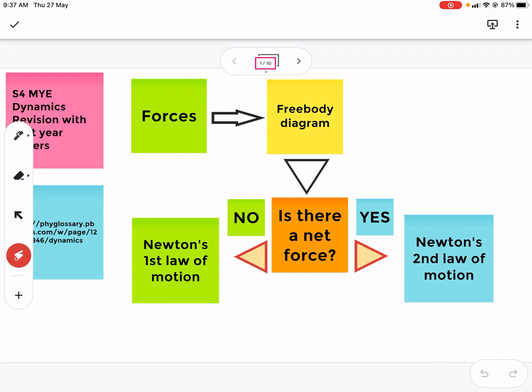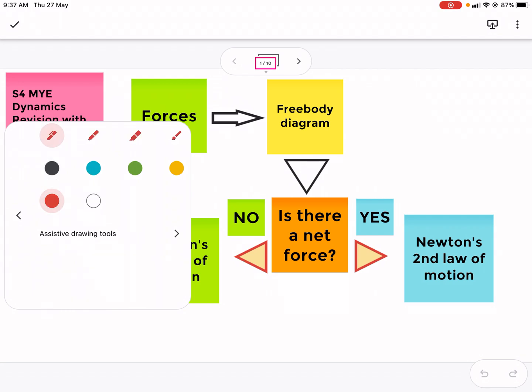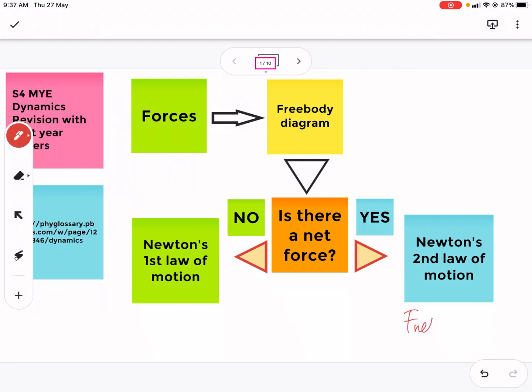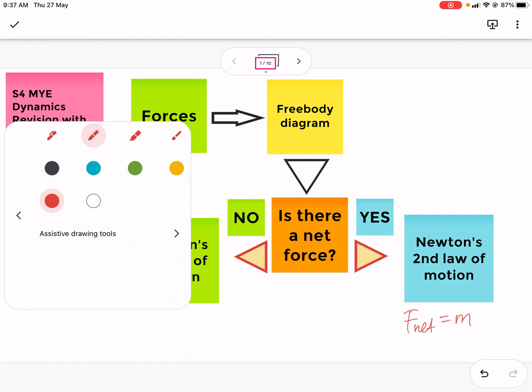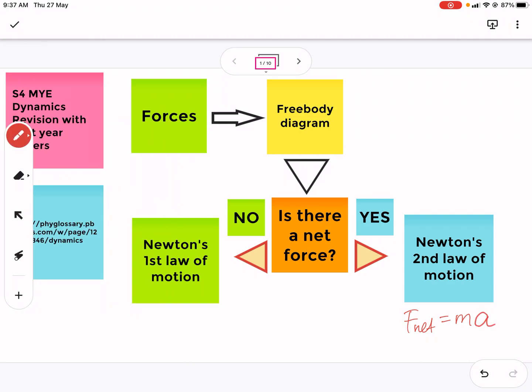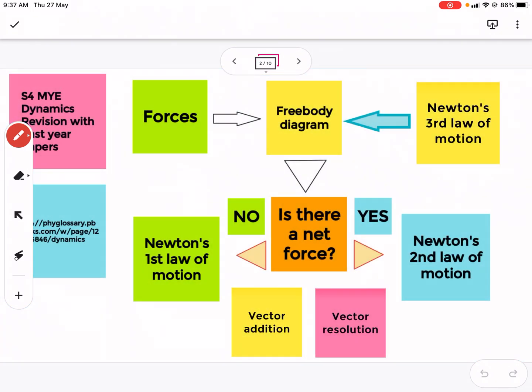On the other hand, if there's a net force acting on an object, we can apply Newton's second law of motion, where we can write down an equation for calculation: the net force acting on the object is equal to the mass of the object multiplied by the acceleration of the object itself. Very often we may have to draw vector diagrams using vector addition.